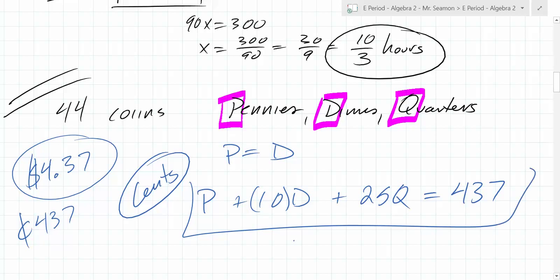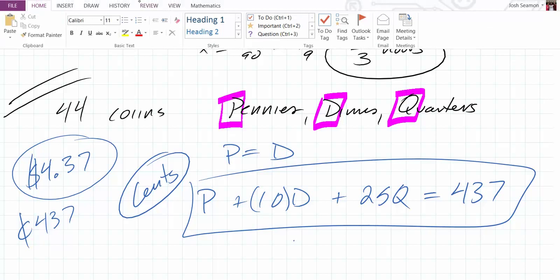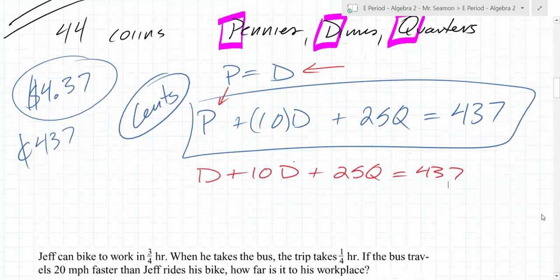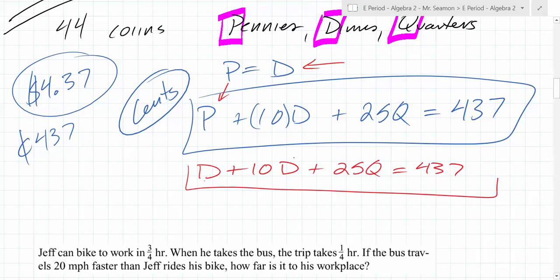Okay, so here's the deal. This right here is one equation, but how many variables are in it? 3. So we need to get rid of a couple of them, right? What's the first thing we know? We know that P is equal to D, so we could substitute that in. Are we okay with that? P is equal to D? Yep. So we know that D plus 10D plus 25Q is equal to 437. So again, we have the same equation, but how many variables do we now have?